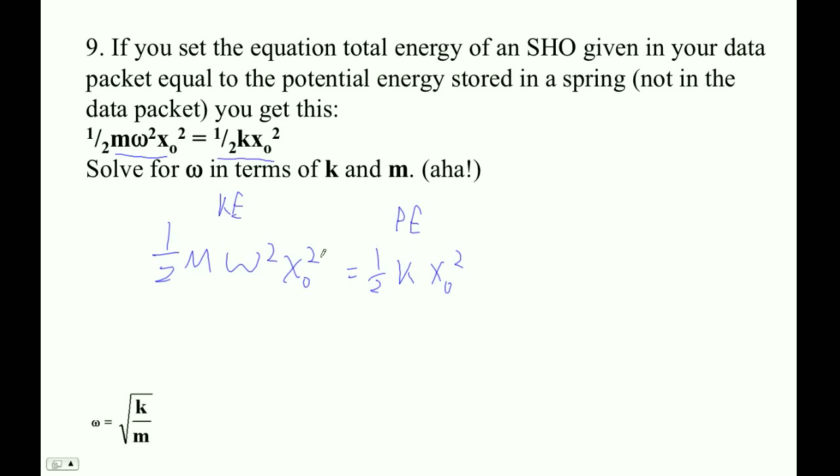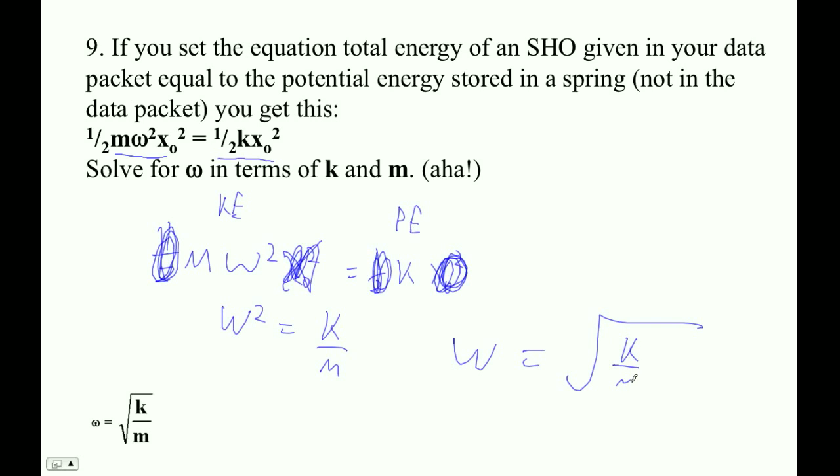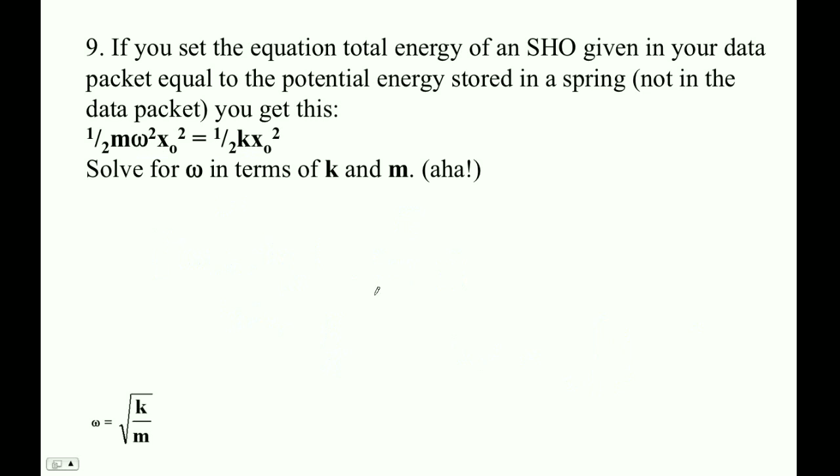Okay, so x naught squared cancels on both sides, and the 1/2 is not there anymore. So omega squared is k, and then I'm going to divide both sides by m. And of course, omega is square root of k over m. Yay! The other place that you can get this formula is just from calculus itself.